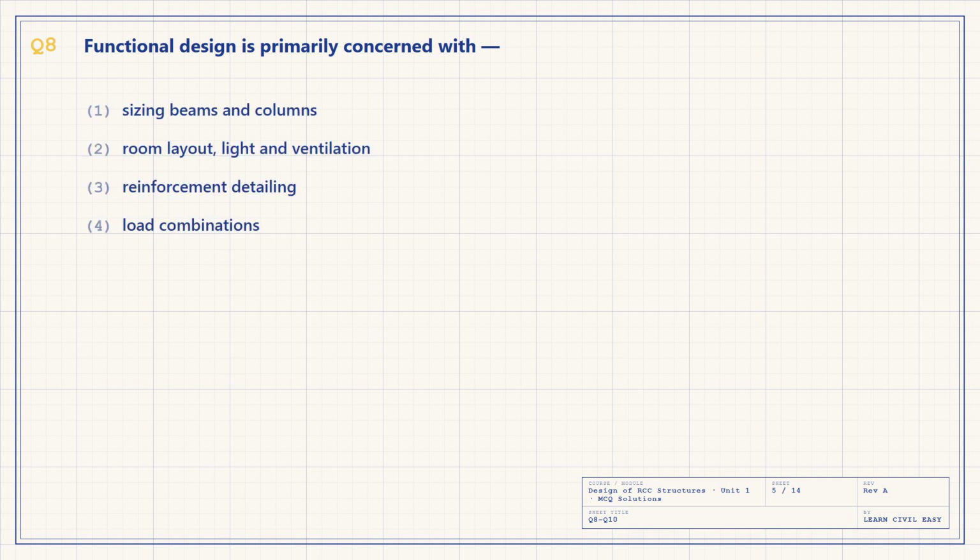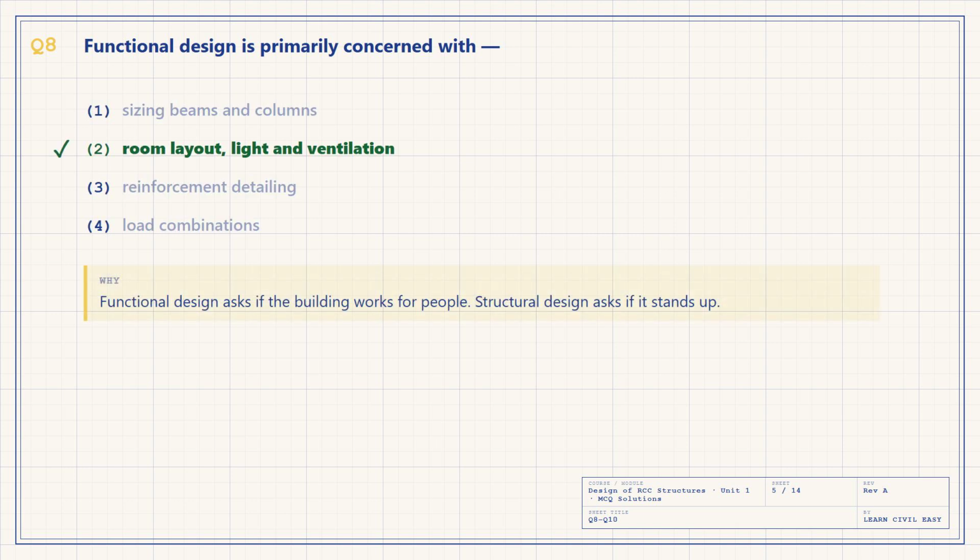Question 8. Functional design is primarily concerned with option 2, room layout, light and ventilation. Options 1, 3 and 4 are all structural design. Functional design asks whether the building works for the people inside it. Structural design asks whether it will stand up.